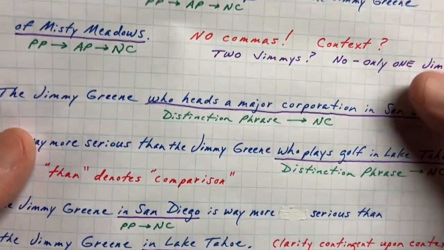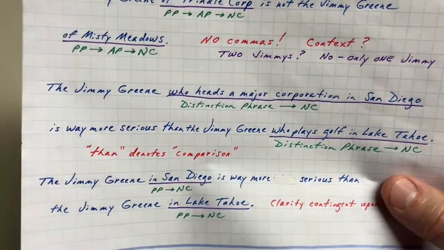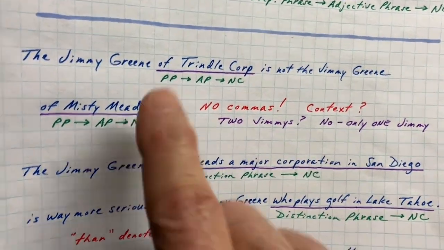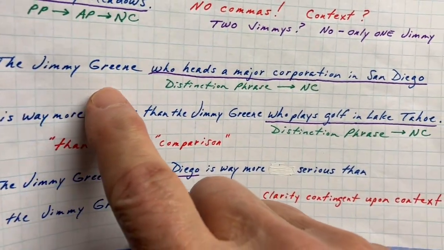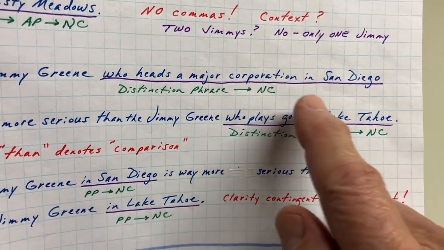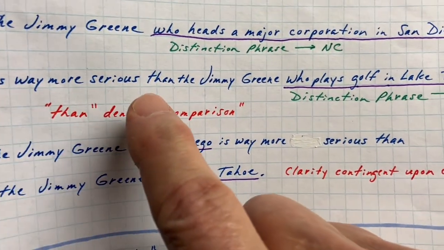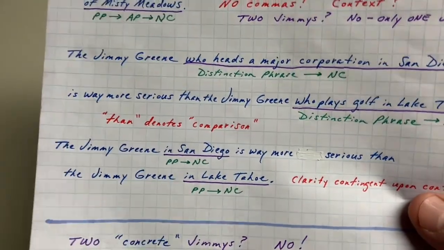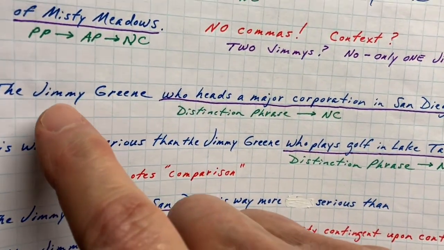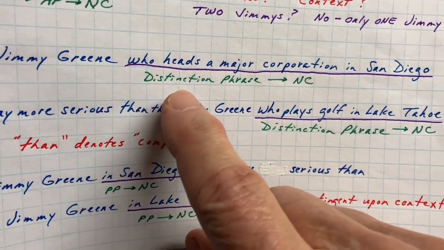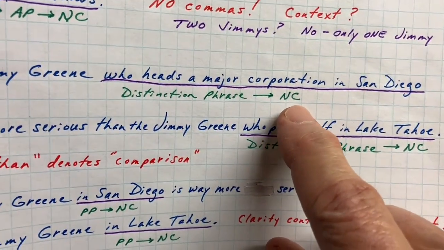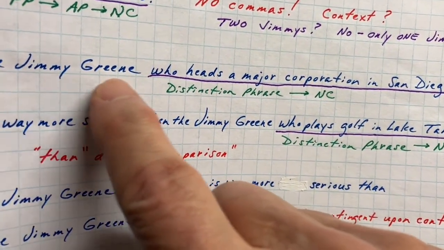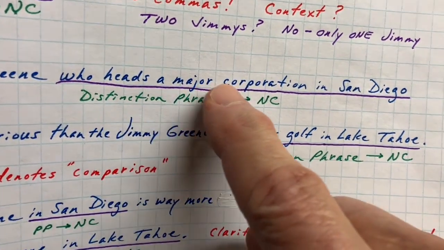So let's go deeper here to try to make my point. Let's say somebody rewords this. Let's say somebody wants to say this differently, all right? So somebody says, the Jimmy Green who heads a major corporation in San Diego is way more serious than the Jimmy Green who plays golf in Lake Tahoe. Now here we have a long sentence, and we have Jimmy Green, and we have a distinction phrase acting as a noun complement. It is complementing, or completing the thought of Jimmy Green, who heads a major corporation in San Diego.